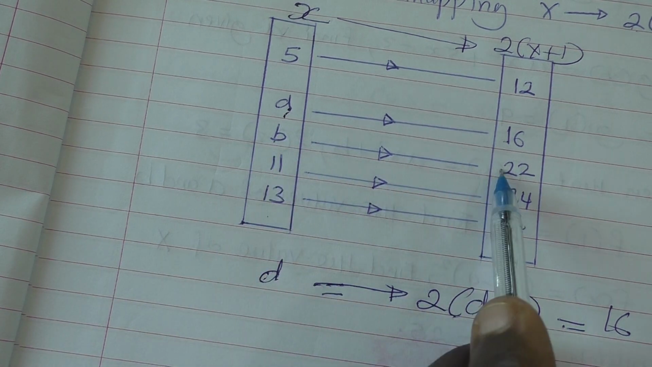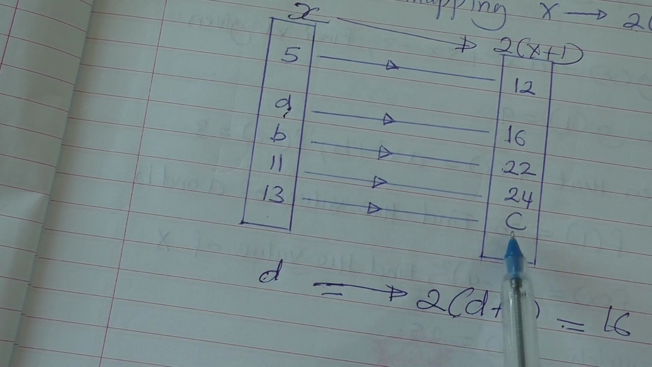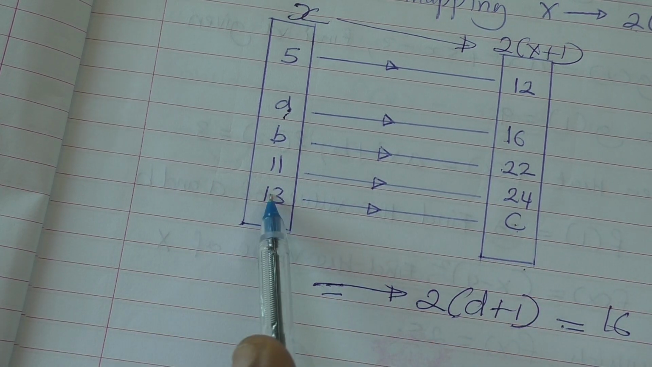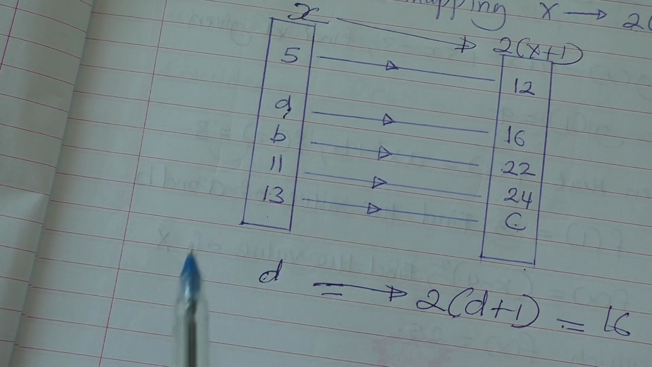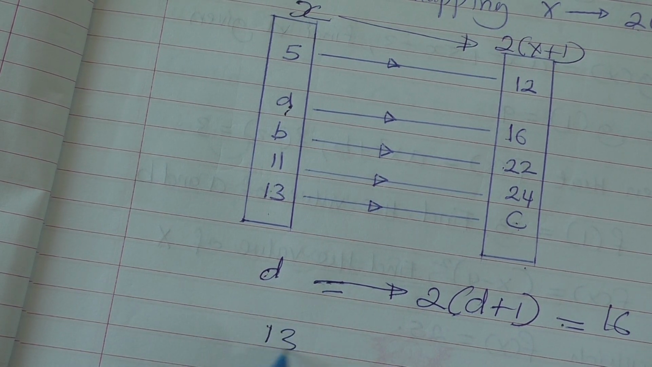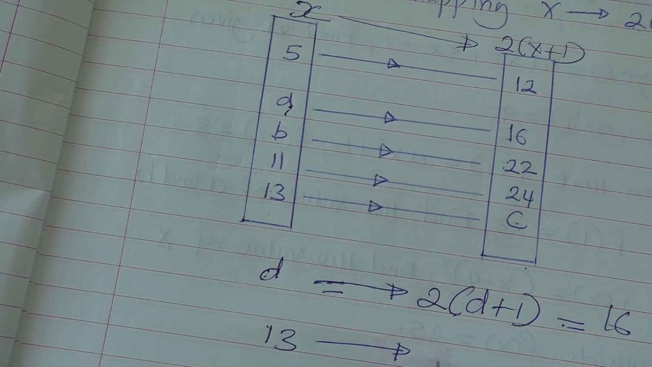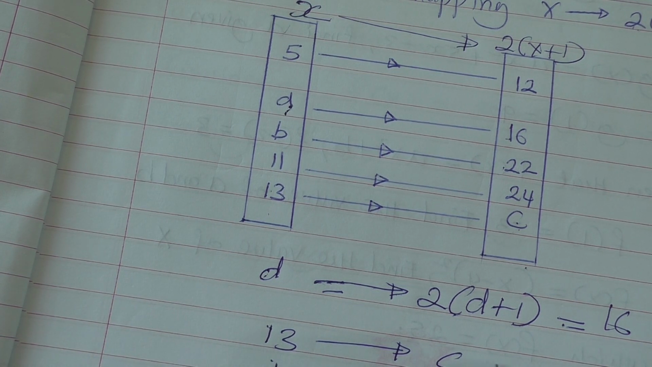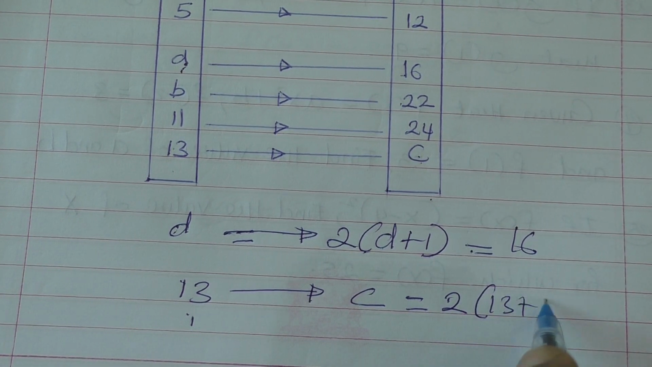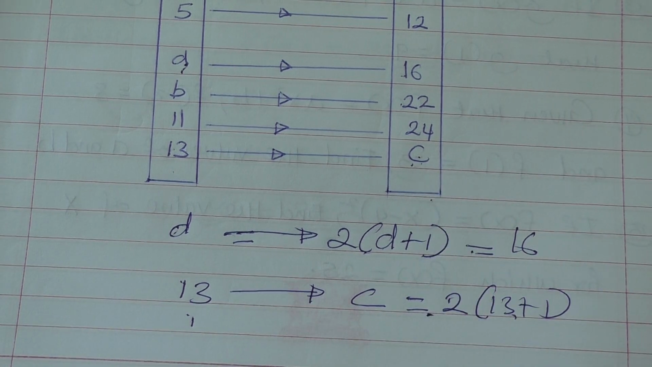The same applies to b. So in the case of c here, the set is 13, meaning that 13 is what maps to c, but 13 must map, or c equals twice into 13 plus 1, which will give us the value of c.